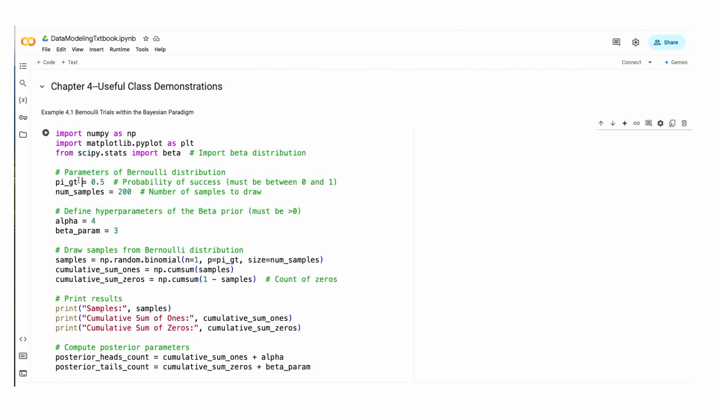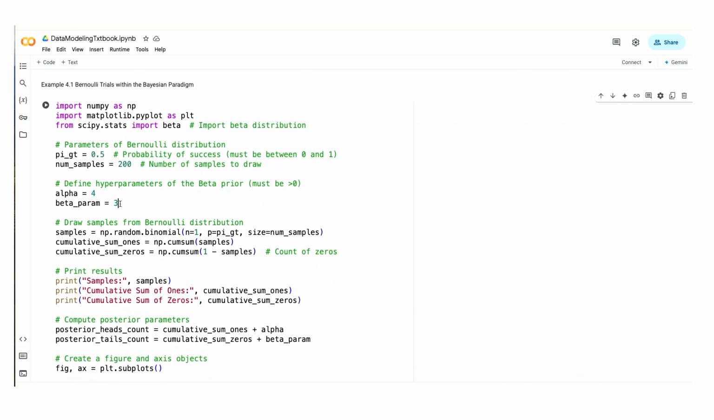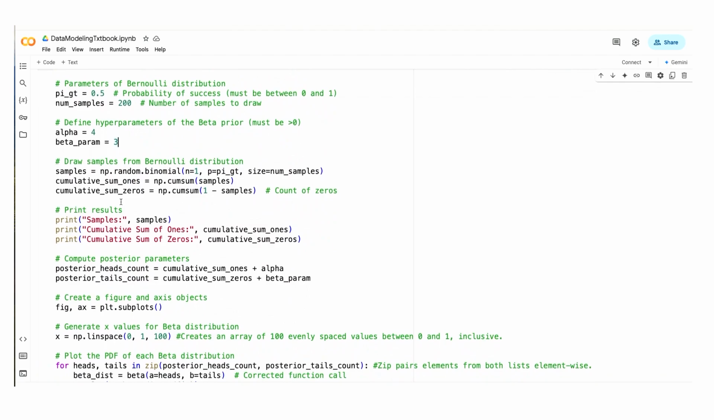So I'll start off with a probability of success, or the probability of heads, as being 0.5, and I will generate 200 data points. Then what I do here, because I always like to define my parameters at the top of my code, even if mathematically it makes me jump around in logic, is define the hyperparameters for my prior. And just like in the example, I'm going to consider a beta prior. Those hyperparameters need to be greater than 0, so I'll select them as being 4 and 3. And we can look at what the effect of the hyperparameters is later.